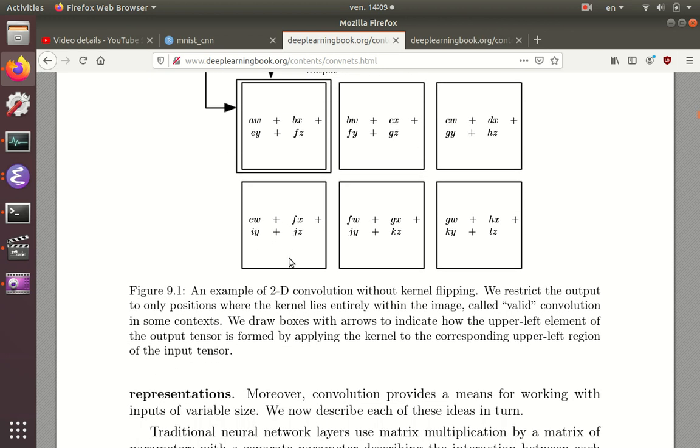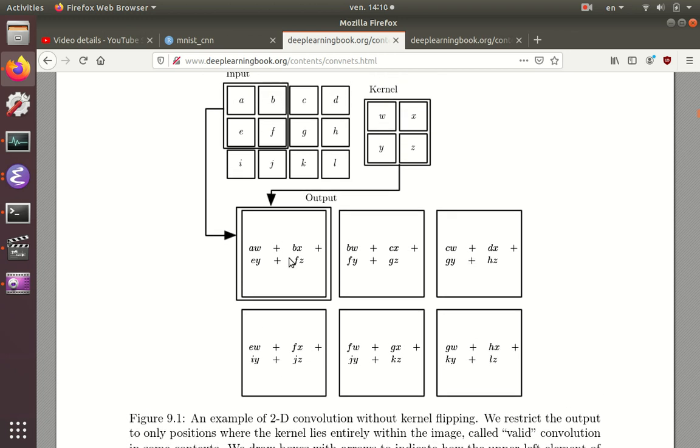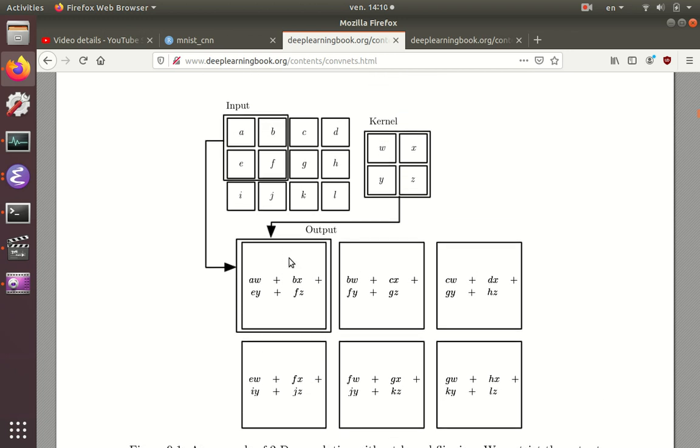So, that's kind of all I wanted to say in this first definition about what exactly the convolution operation is that is used in convolutional networks.